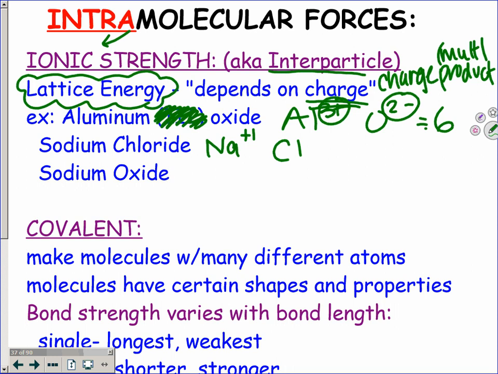-1 because it's in group 7. So it's going to gain what? 1 electron to form an ion. Okay, so what's 1 times 1? 1. Okay, sodium oxide. Sodium, same one from before, right?